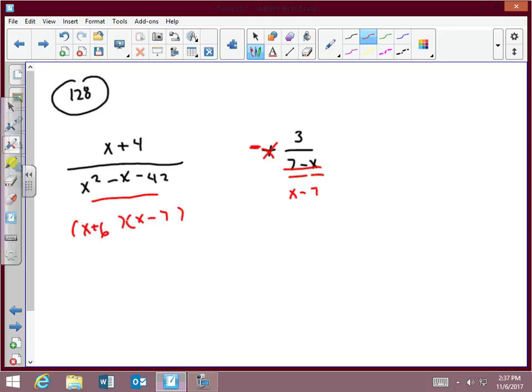Now then, you're ready to do the least common denominator, which is what? x plus 6 times x plus 7, x minus 7. Now, this one is the least common denominator. What do you got to do here? x plus 6 over x plus 6.